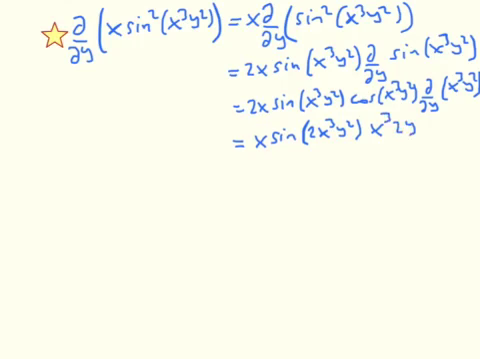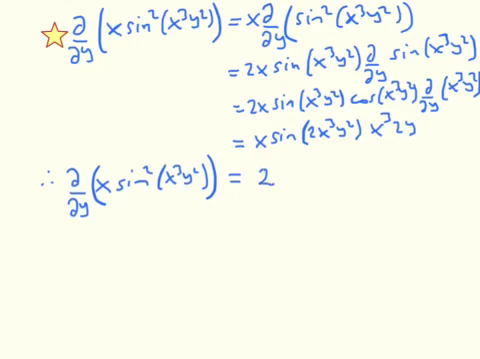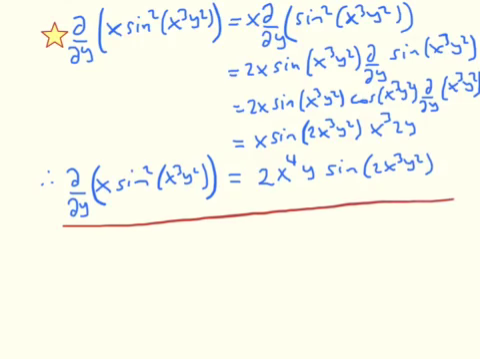So now we can just tidy this a bit, and we say that d by dy of x times the sine squared of x cubed y squared is going to be equal to, we'll put the number 2 in front, there's an x times an x cubed, that gives us x to the 4th, there is a single power of y, and there is the sine of 2x cubed y squared. And that is our answer for this exercise. With that, we can move on to the next slide.